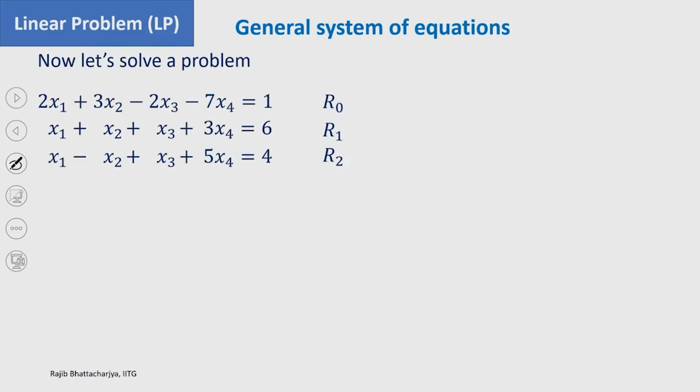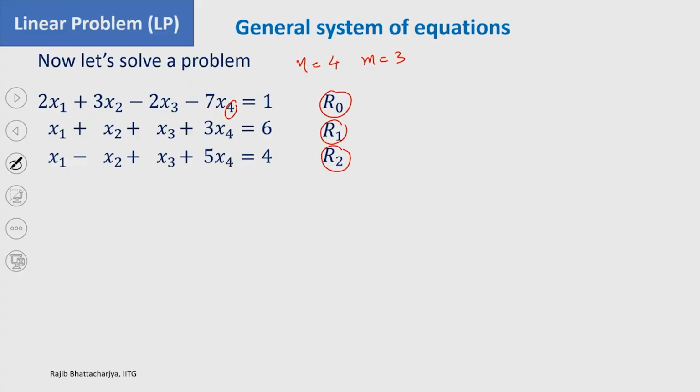Now, let us solve a problem. In this case we have a total of 4 variables, that is n equal to 4, and how many equations do we have? We have 3 equations, so m equal to 3. I would like to solve this particular problem. So, what I am doing here? I am calling this row 0, this row 1 and this row 2.